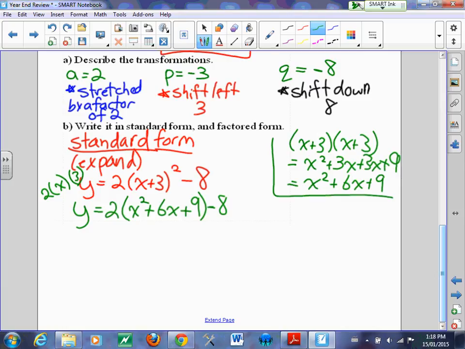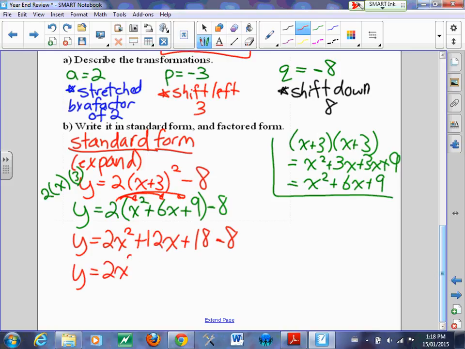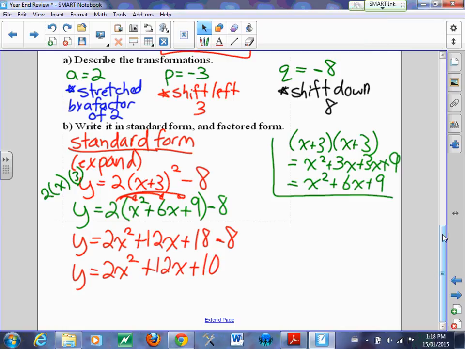Now, we need to do distributive law, so we're going to multiply the 2 into everything in the bracket. So we go y equals 2x squared plus 12x plus 18, and then don't forget your minus 8 out front. And the last step is to collect your constants. So you should end up with 2x squared plus 12x plus 10. So that was the standard form.